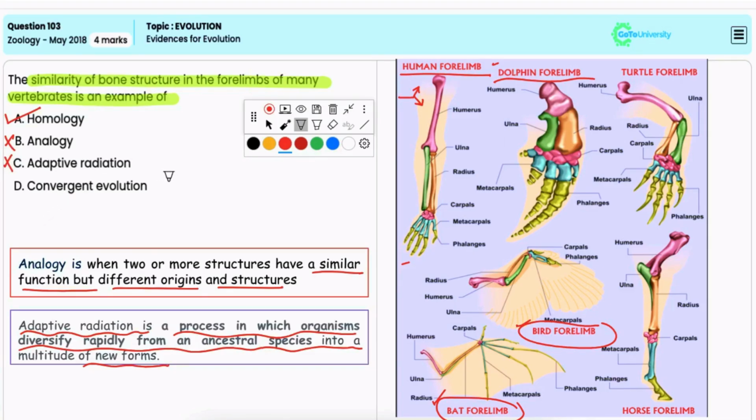Option D, convergent evolution. Now, convergent evolution refers to the evolution of similar traits in species that do not share a recent common ancestry. An example can be the wings of birds and insects, but the similarity of bone structure in vertebrate forelimbs is due to shared ancestry. So it's not convergent evolution. Hence, this is incorrect option.